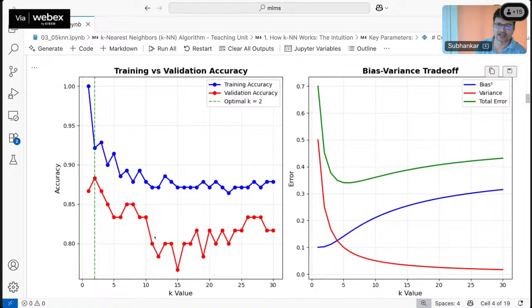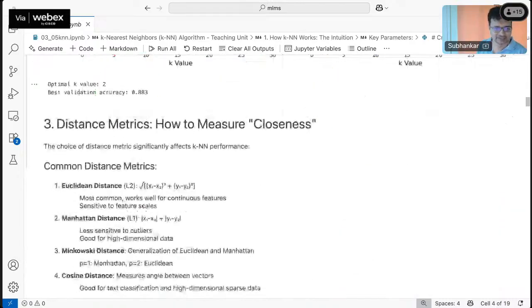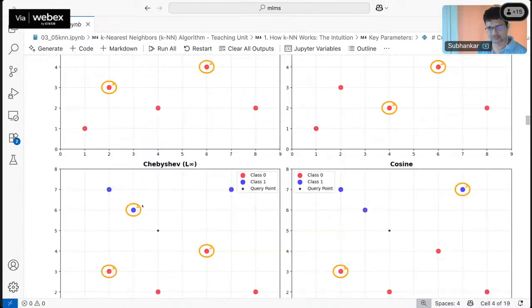But the problem is, in training accuracy, k equal to 1 will always give you full accuracy, because I will consider only myself. I will always be correct. So then how do you choose what is the best k? I will come back to that question.